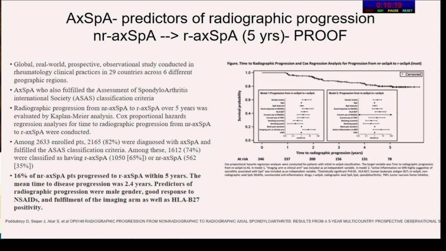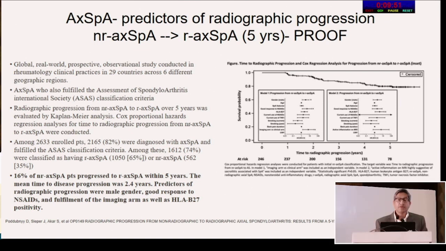Moving ahead with the same radiographic progression, the PROOF study was a global real-world prospective observational study conducted in rheumatological clinical practice in 29 countries, looking at the radiographic progression from non-radiographic axSpA to radiographic axSpA. 16% of non-radiographic axSpA patients progressed to radiographic axSpA in 5 years. Mean time to disease progression was 2.5 years. And predictors of radiographic progression were mainly male gender, good response to NSAIDs, fulfillment of the imaging arm, as well as HLA-B27 positivity.